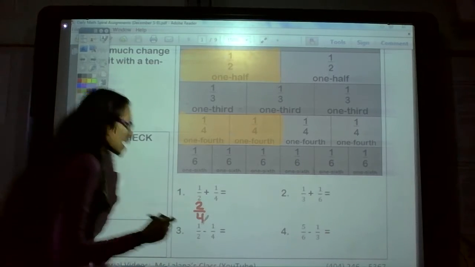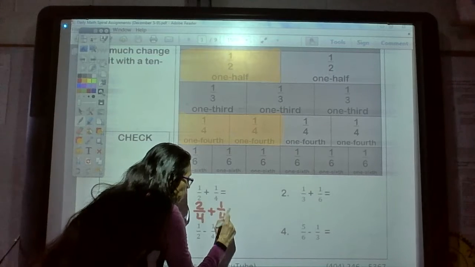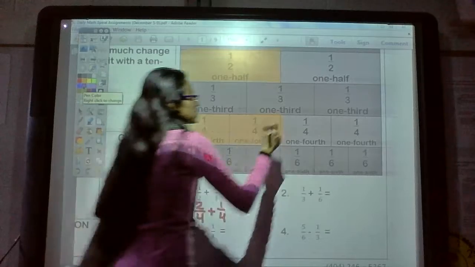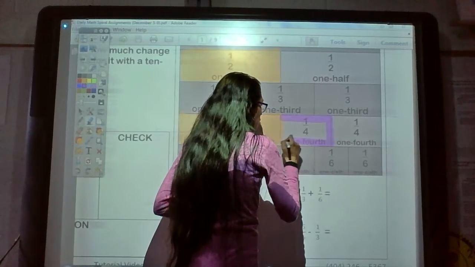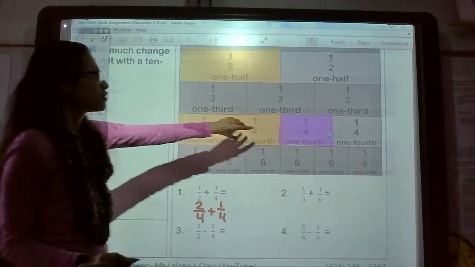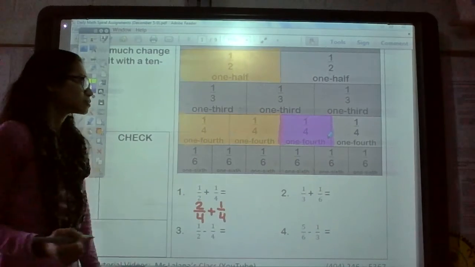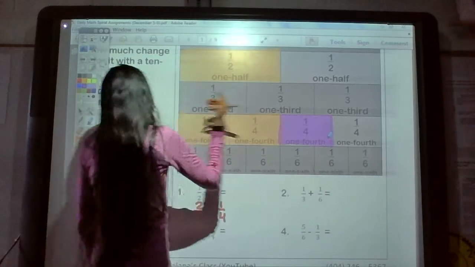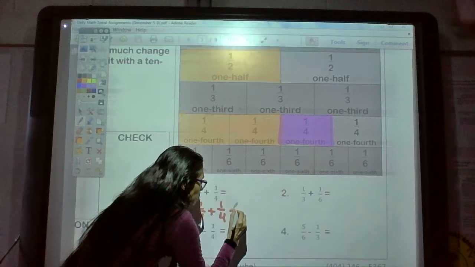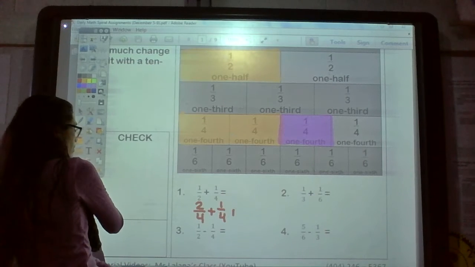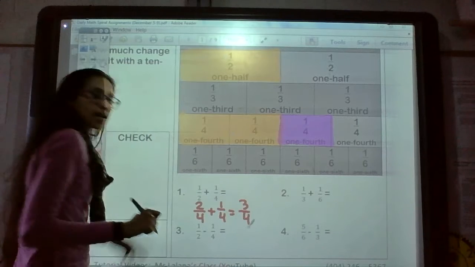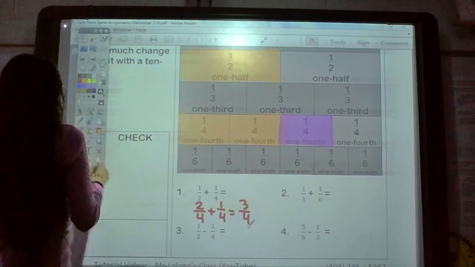Now, if I need to add 1 more fourth to it, so here's the 1/2 and 1/4, what do we have? We have 1, 2, 3/4. And now we can add, look right there, 2 plus 1 equals 3/4. All right, got that? Let's look at the next one.